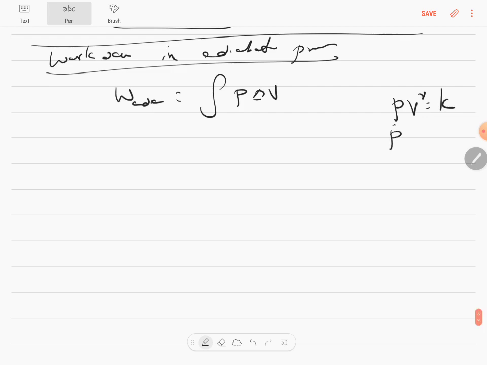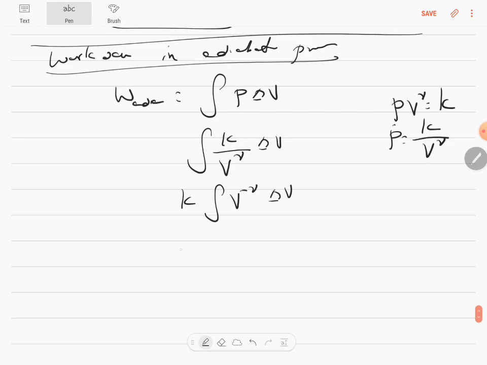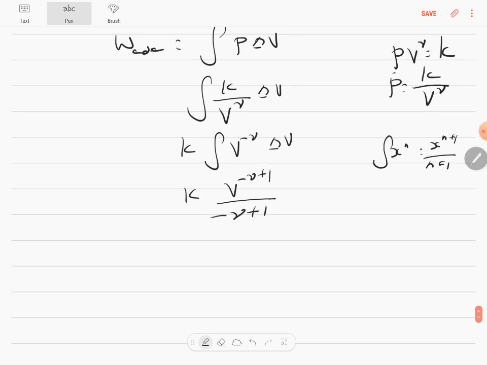So write P from this as K by V to the power gamma. When you substitute that, it will be K by V to the power gamma into delta V, where K can be taken out and V to the power minus gamma into delta V. So K into V to the power minus gamma plus 1 by minus gamma plus 1. You know x to the power n integrates to x to the power n plus 1 by n plus 1. Do you know integration? Yes. So then you write it like this.